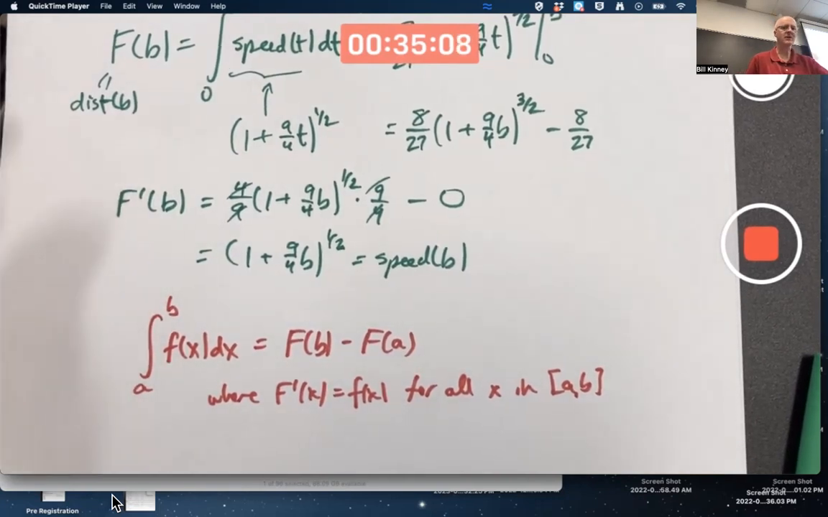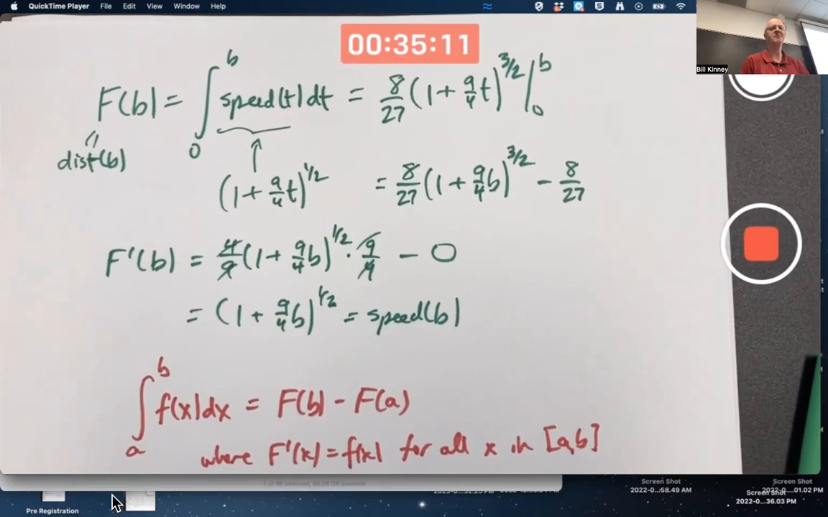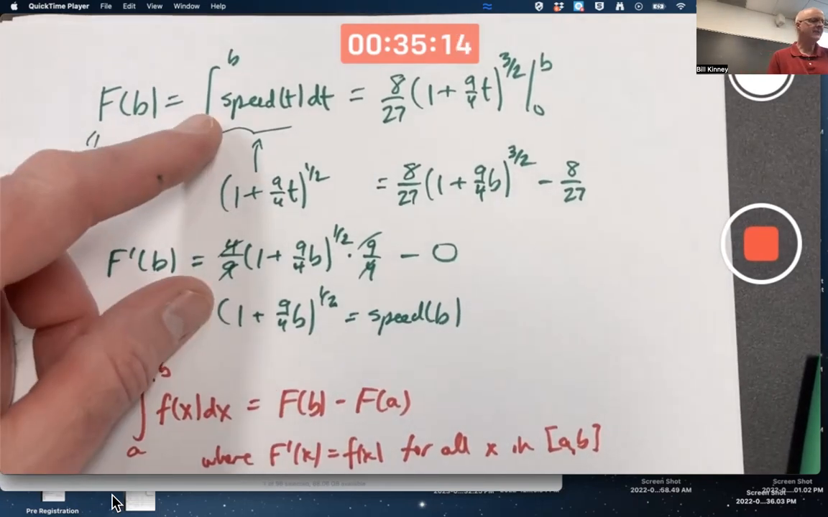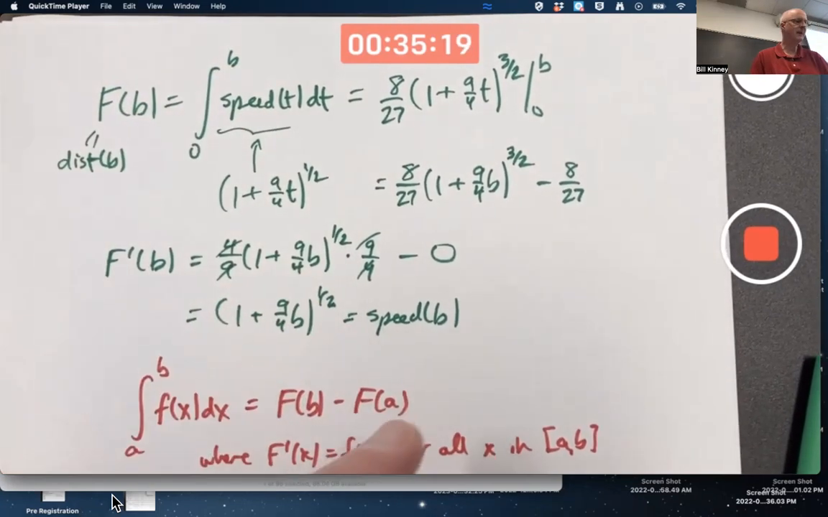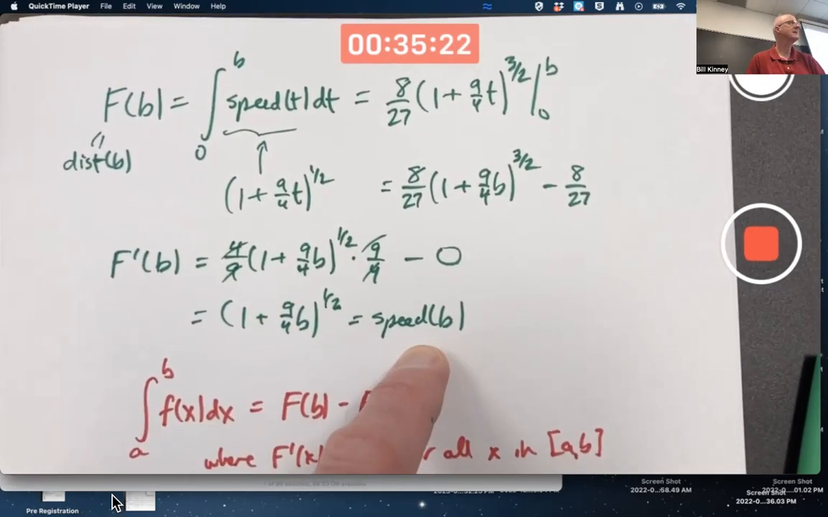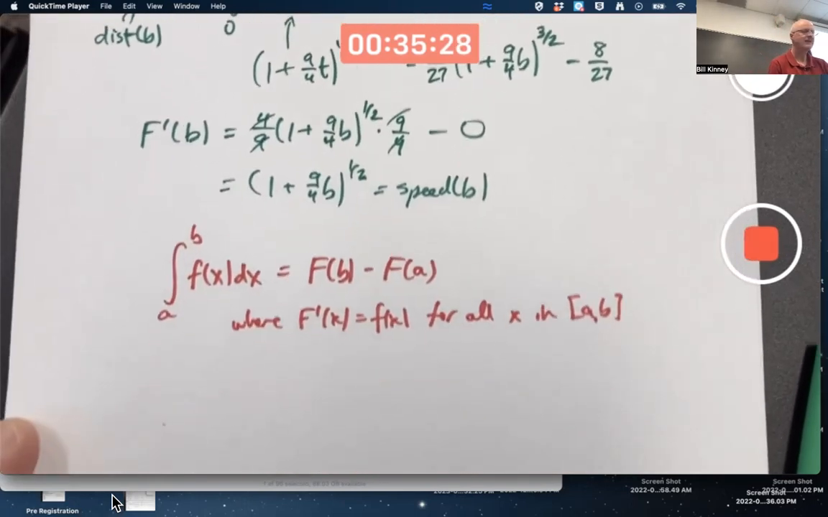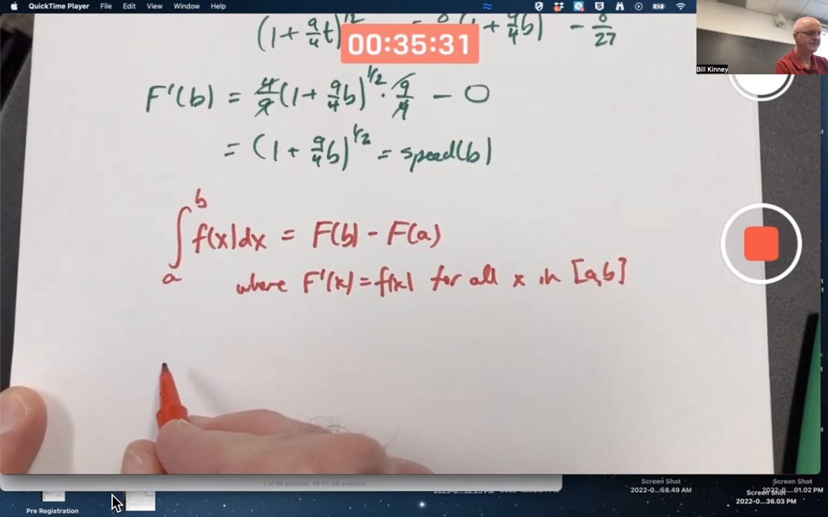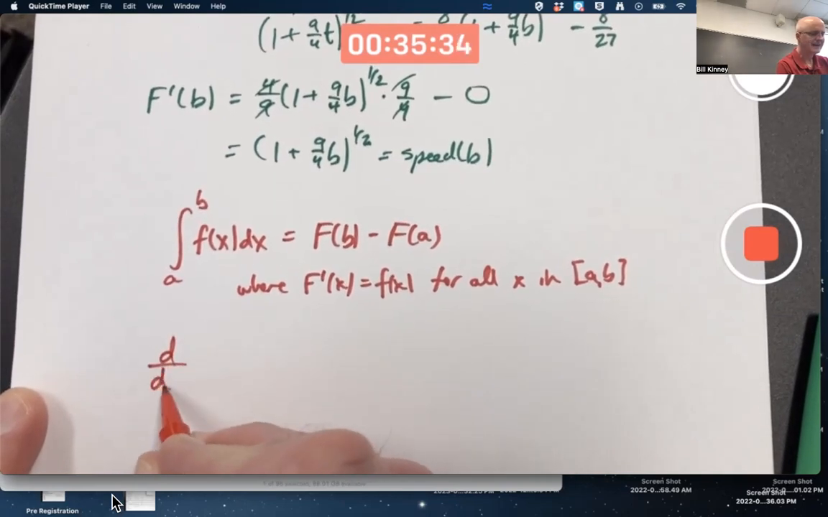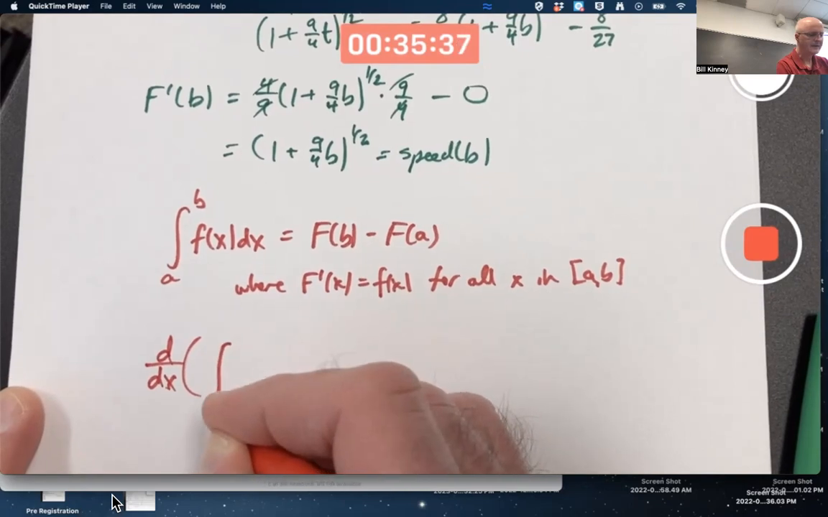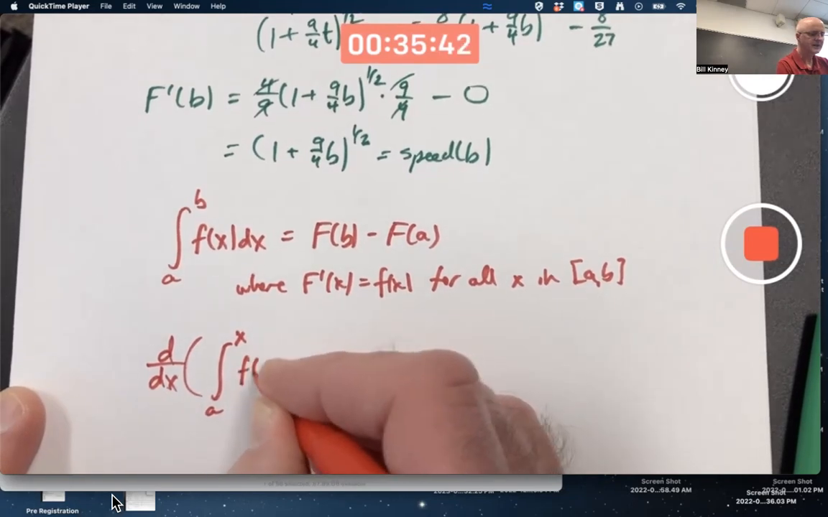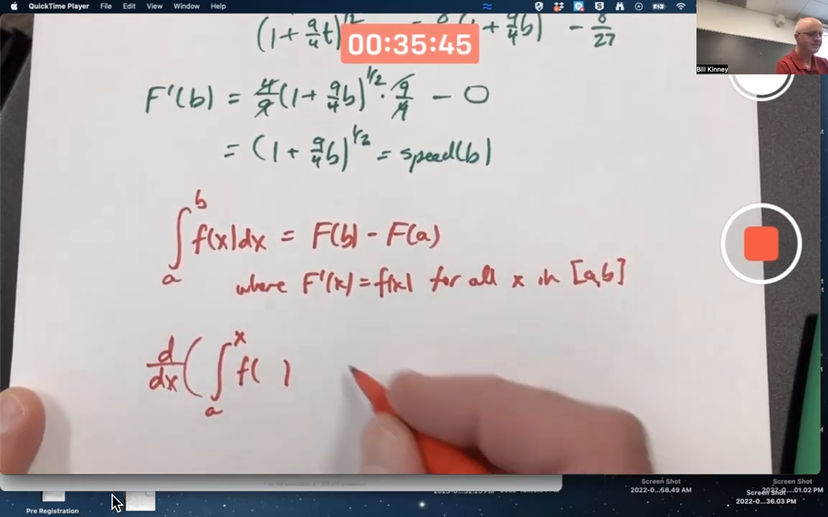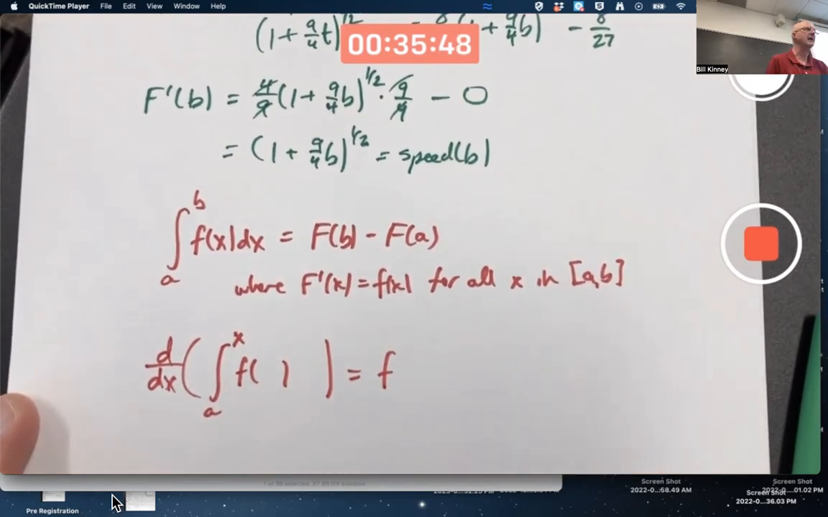What I've just done here sort of illustrates a related concept. If you define a function by making your upper limit a variable, that function, in fact, must be a function whose derivative is the integrand. Symbolically, in the general case, we could write it like this. The derivative with respect to x of an integral where the variable for this function is the upper limit of integration of some function little f, I'm not going to specify its variable yet, is essentially that function little f.